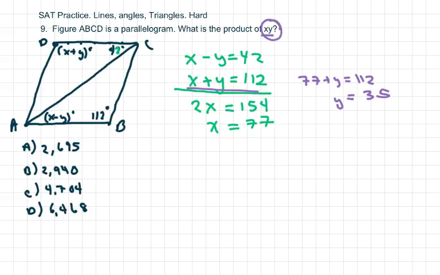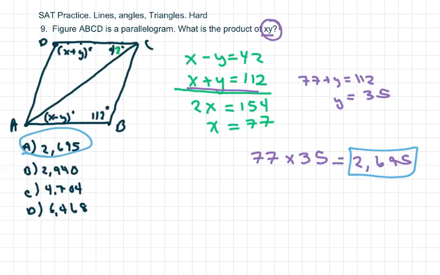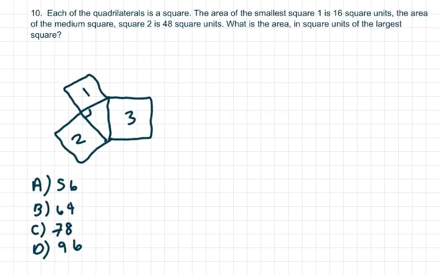Since we have our x and y, you're just going to multiply 77 times 35. This is a calculator problem, and this equals 2695. So it's not that hard. You just have to know your information for geometry. Okay, next we have each of the quadrilaterals is a square.